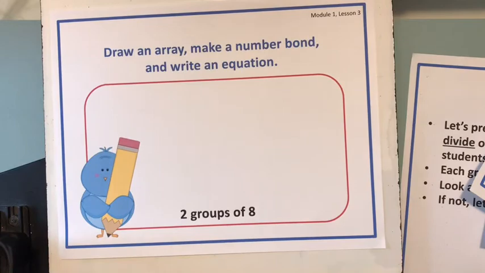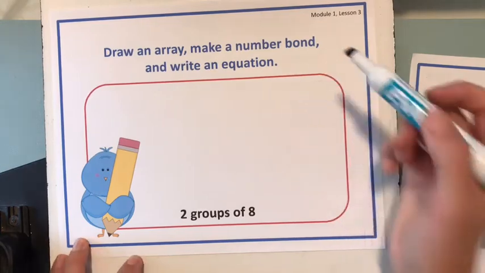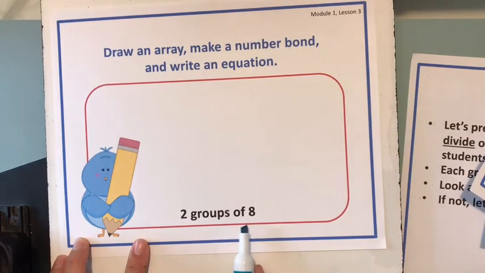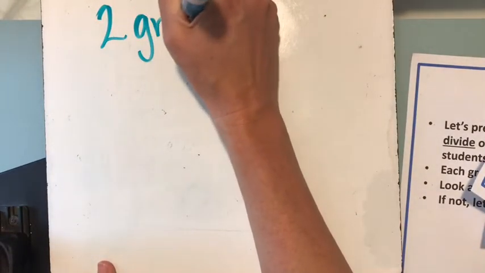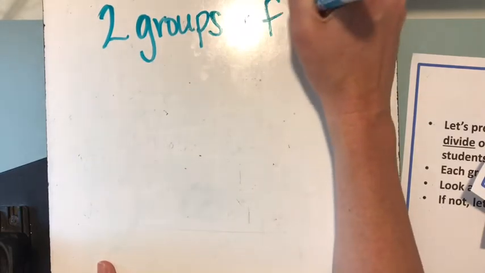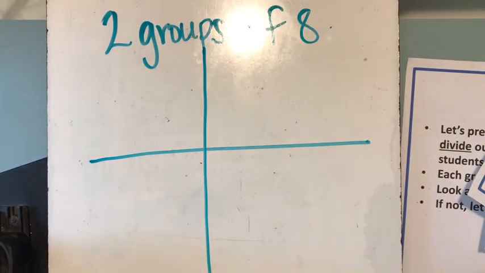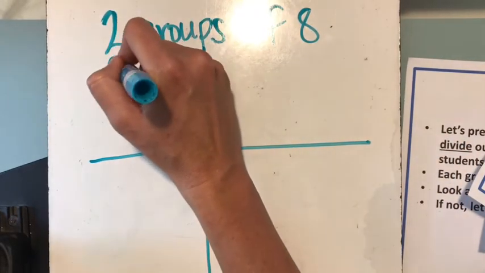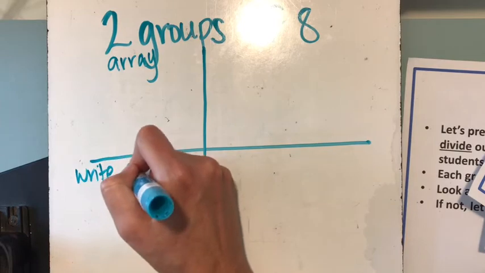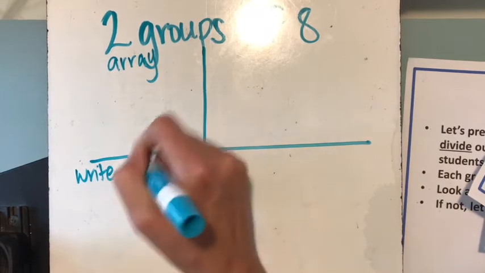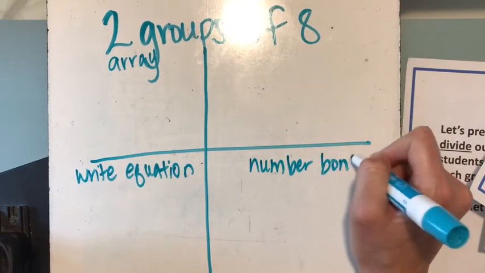Now we're going to do the same thing. We're going to draw an array, make a number bond, and write the equation. This one's for 2 groups of 8. So 2 groups of 8. There we go. I'm going to make my T. And I want you to do your array. You can do it here or here, doesn't matter. Write your equation. Remember, you don't have to write these parts. And your number bond. Pause the video and see if you got it right.